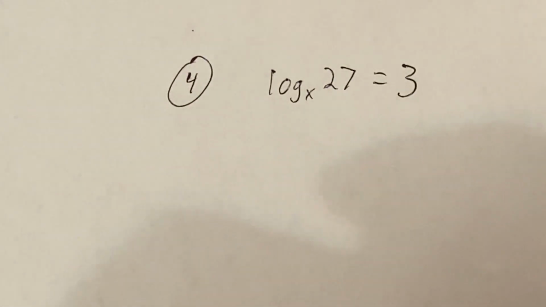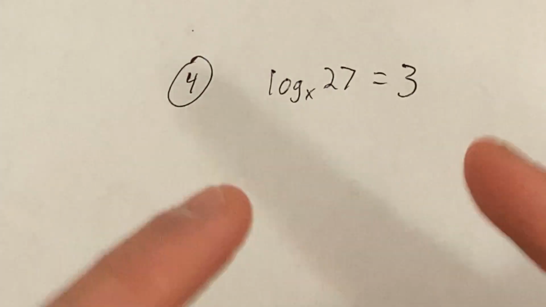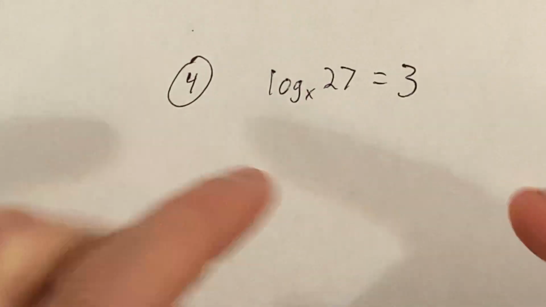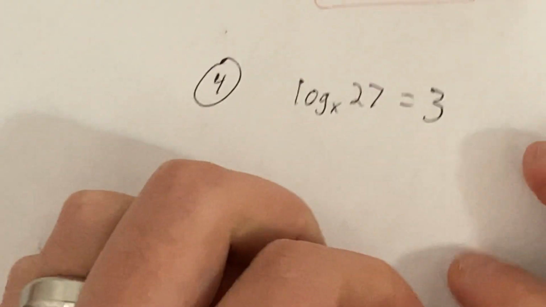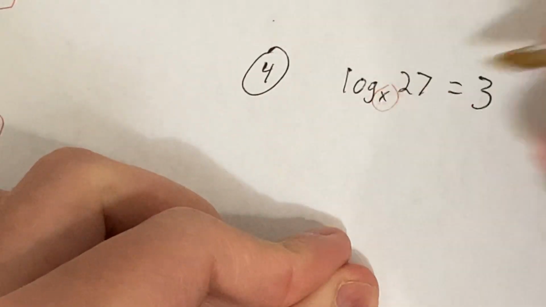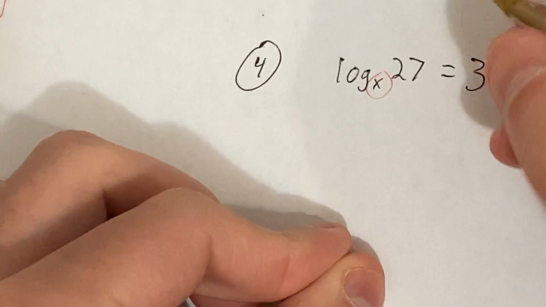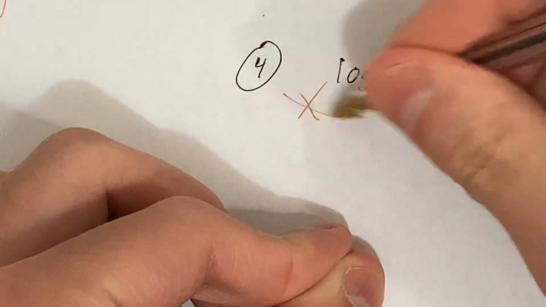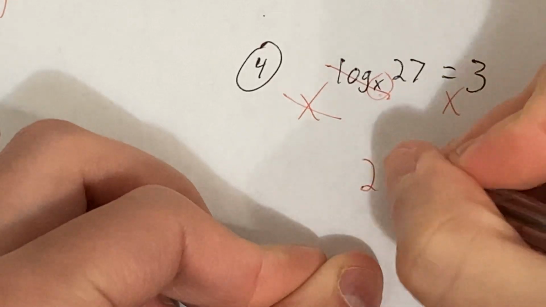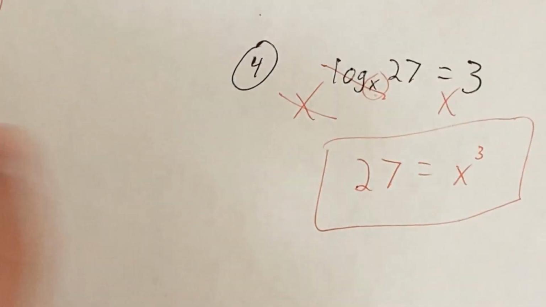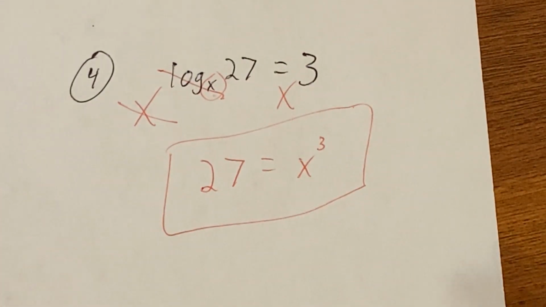In this one, what's the question I'm going to ask? Hopefully you just said, what is the base? Because that's up there. And then what is the base? X. So, since the base is x, you create a base of x. And x cancels log x, and you end up with 27 equals x to the 3rd. And that is converted. And we're done with that.